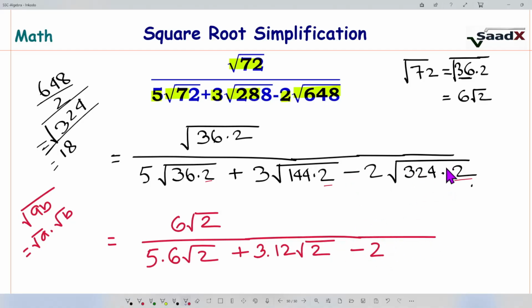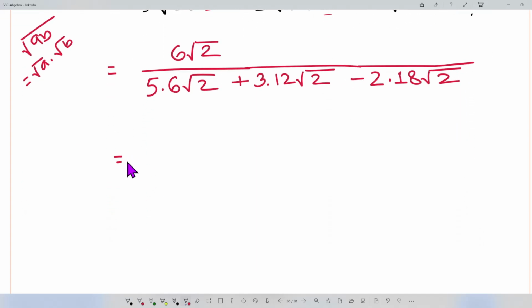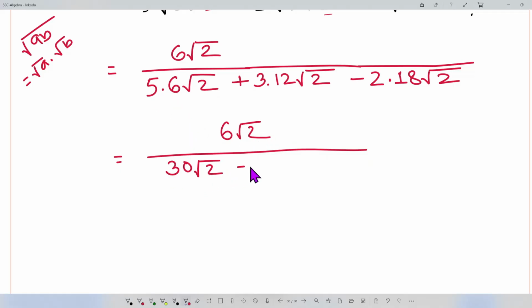324 is a perfect square. Once we take the square root we will get 18 and again root 2. Very simple. Next, here is 6 root 2. 5 times 6 is 30 root 2 plus 3 times 12 is 36 root 2 minus 18 times 2 is 36, again root 2.